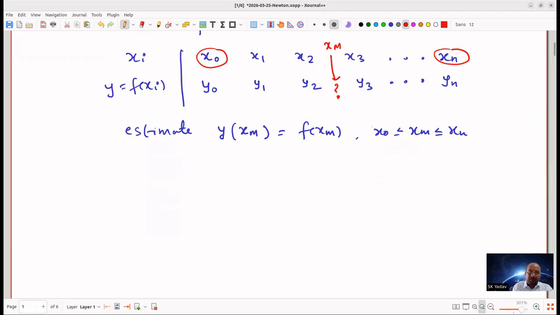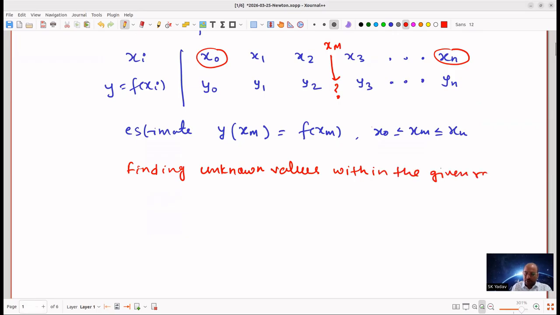So in one sentence, if I want to define what is interpolation: finding the unknown values within the given range of data set, which is known. So known data points. This is exactly the interpolation.